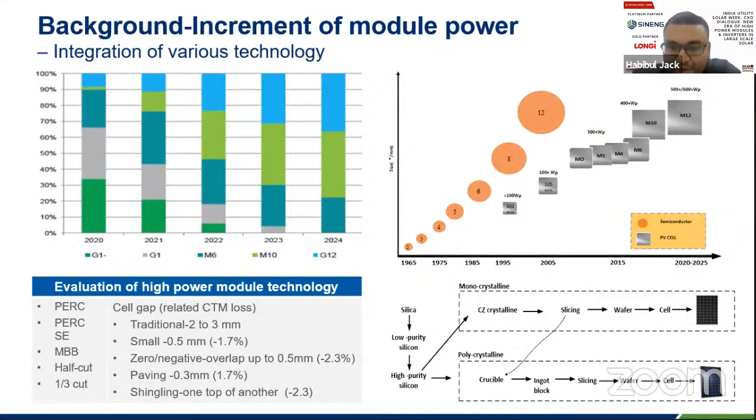Manufacturing high density module with 182 or 210 millimeter wafer, different kinds of module technology are being used like PERC, multi-bus bar, half cut, 1/3 cut, etc. Some manufacturers are even using 7th generation PERC technology. Apart from those, we also see variation in cell gap. A small gap and zero gap is being used by some key players. And for this, there are some related CTM loss as well, namely the cell to module loss.